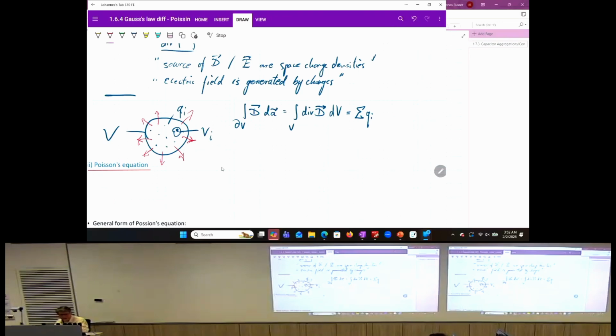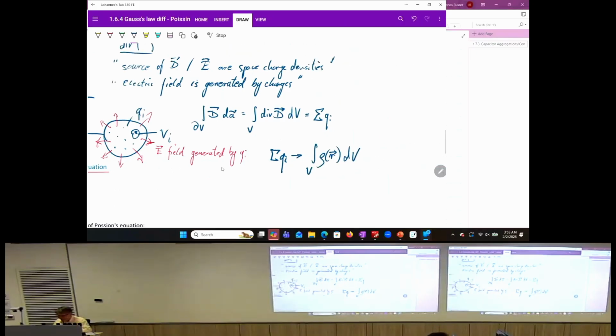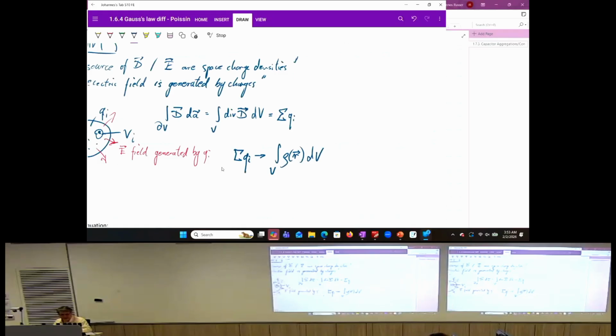So the E field is generated by the Q sub i, and the number of these Q sub i you again obtain by taking the volume integral over the space charge density. And what you also see is that if you go to ever smaller volumes, to this V sub i, then you get to the point that you can say that your divergence is your Q sub i, your point charge, divided by this volume element.